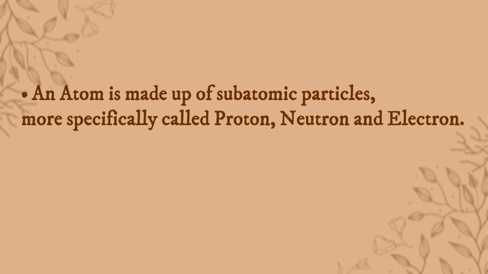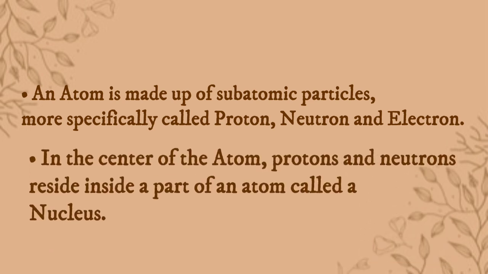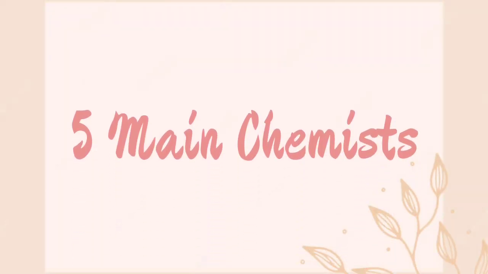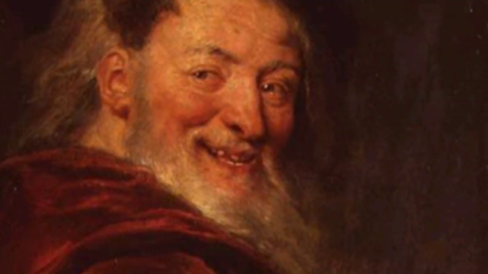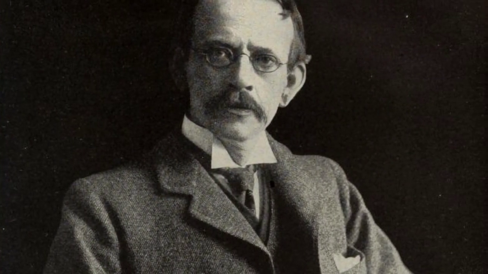An atom is made up of subatomic particles, more specifically called proton, neutron, and electron. In the center of the atom, protons and neutrons reside inside a part of an atom called a nucleus. There are 5 main chemists who discovered all about atoms: Democritus, John Dalton, Joseph John Thomson, Ernest Rutherford, and Niels Bohr.